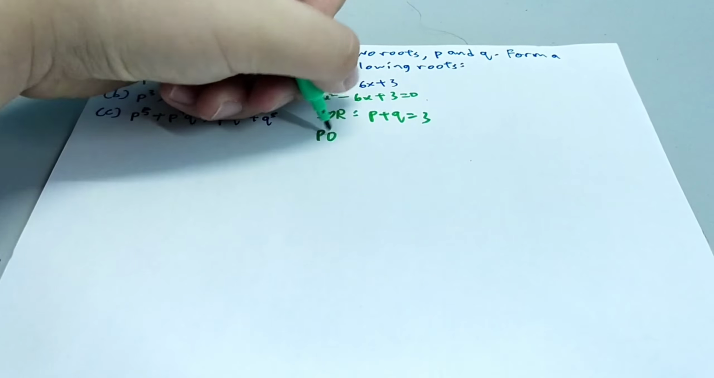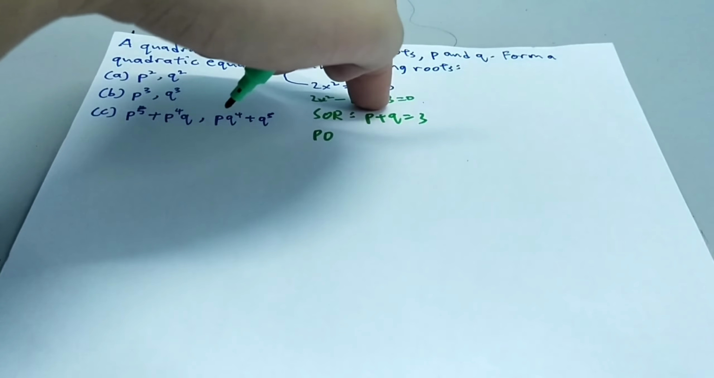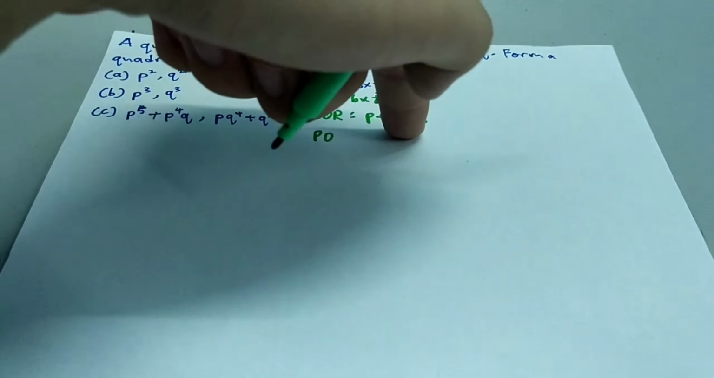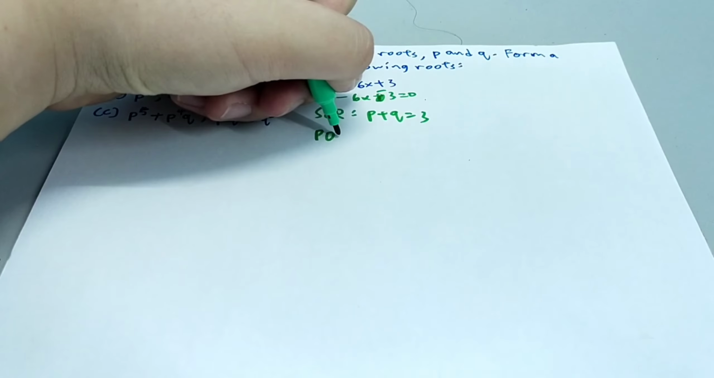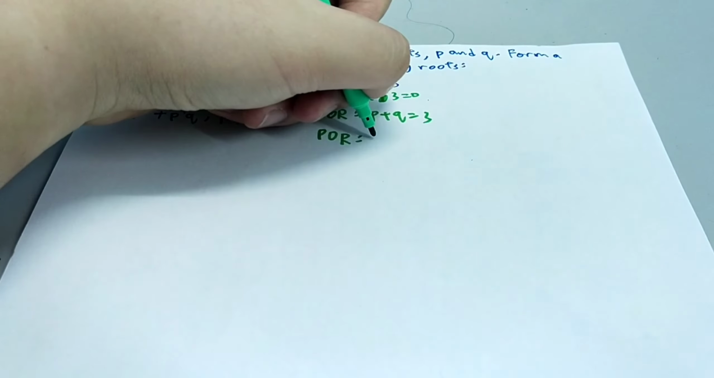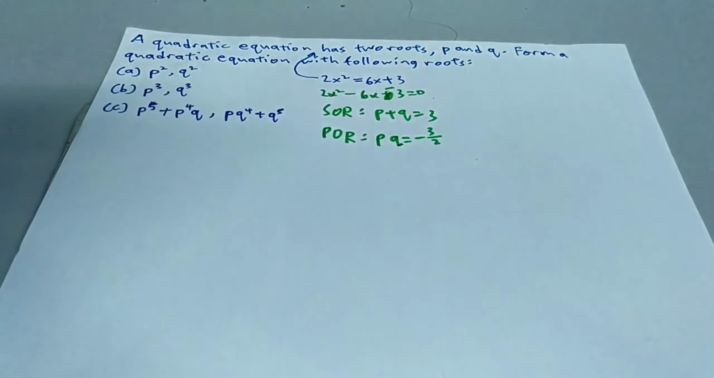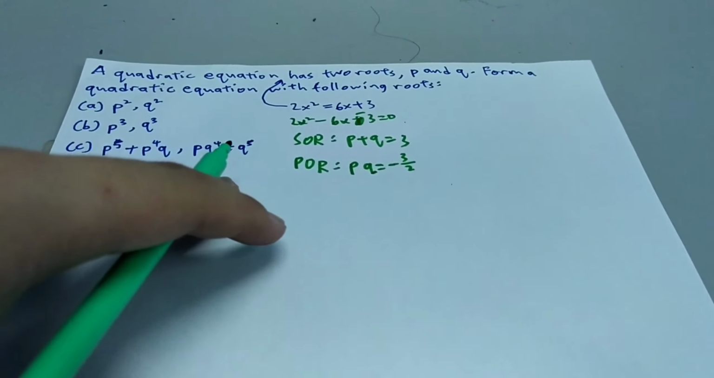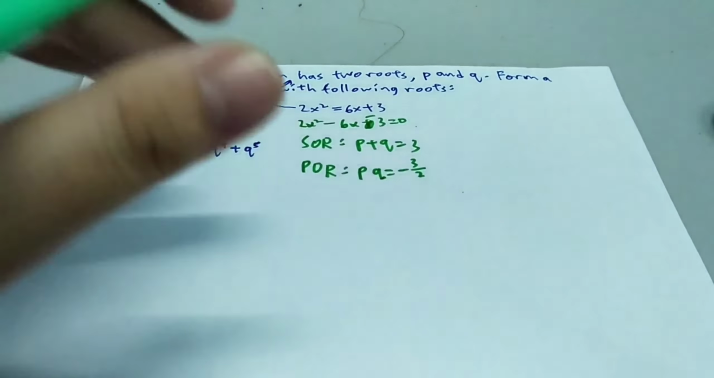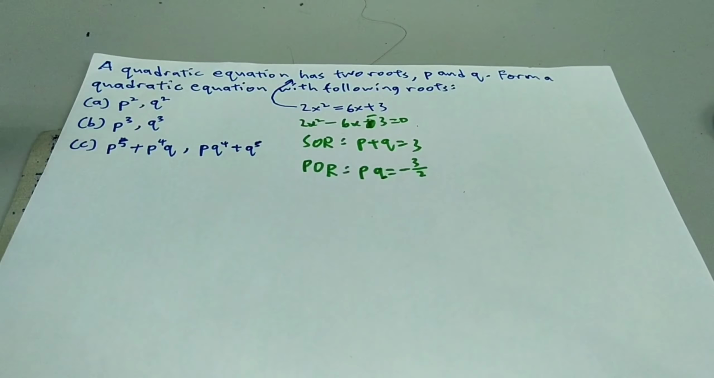And then the product of roots. Oh no, sorry guys, this is minus. So we got p plus q is equal to 3, so it's still the same. But the product of roots is going to be equal to negative 3 over 2, which is equal to pq. Now, since we already found the sum and the product of roots, we can apply this to questions A, B, and C in order to find the quadratic equation with the given roots. So now here's how we do it.